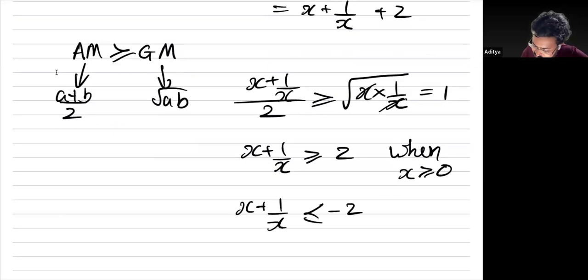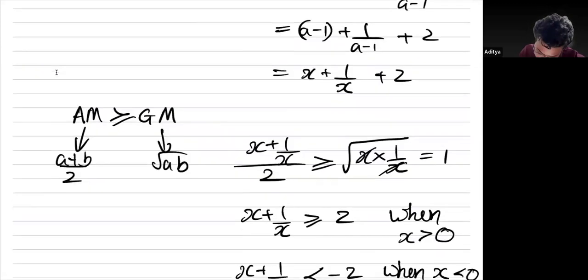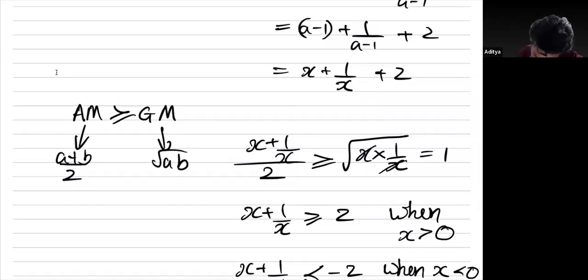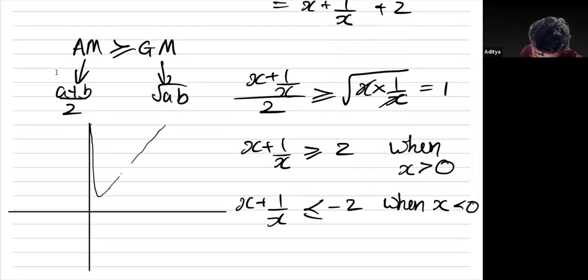The graph of x is something like this. Okay, this is x plus 1 upon x.